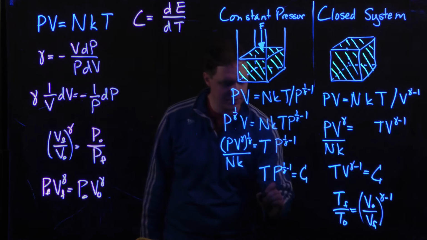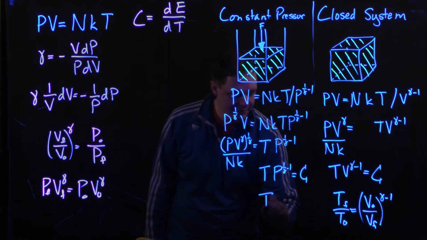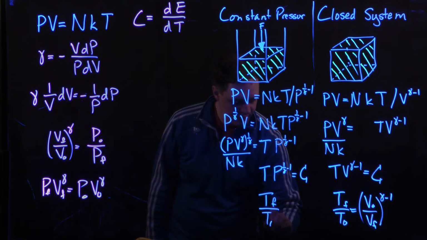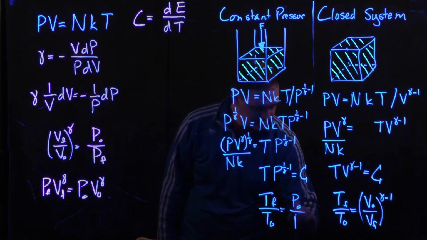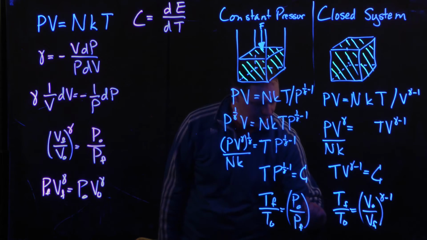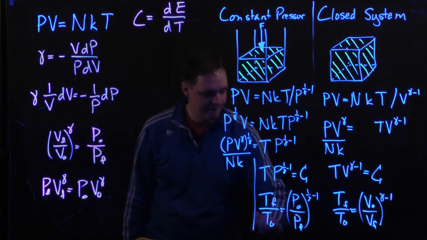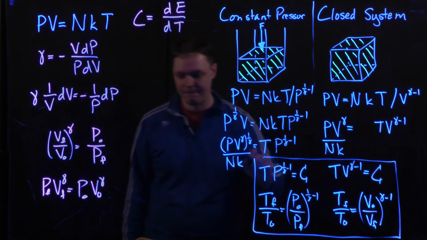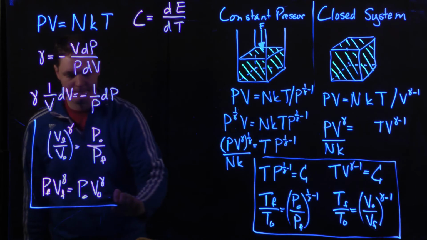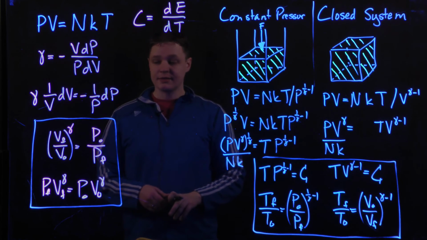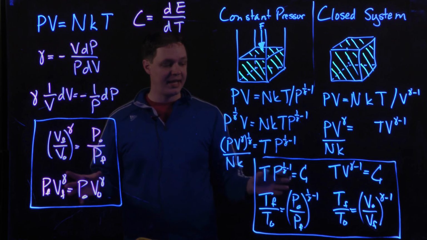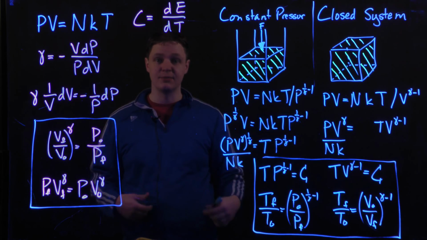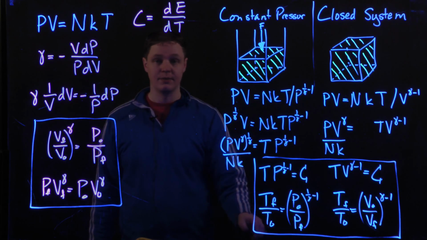And again, we can do this same thing with ratios. I can rewrite this. T final over T initial is equal to P initial over P final to the 1 over gamma minus 1. And so these are the relationships that we will use whenever we talk about how a gas behaves in an adiabatic system, in a system where it cannot exchange energy with its environment.